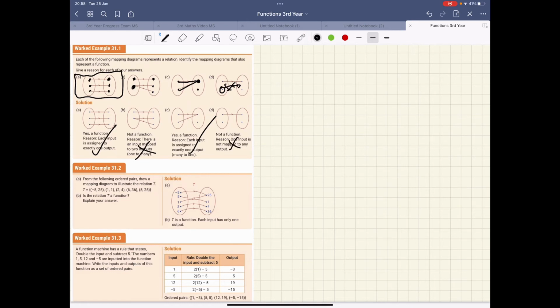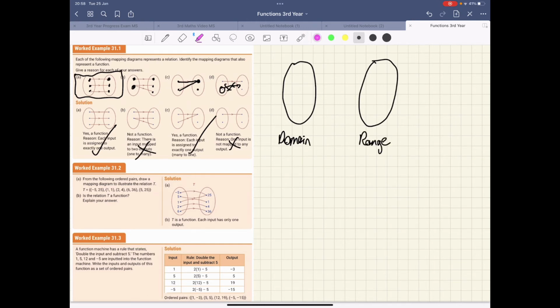In worked example 31.2, it says, from the following ordered pairs, draw a mapping diagram to illustrate the relation T. They've given us a bunch of couples. To show those couples, I draw my domain and range. The list of your inputs is referred to as your domain, and your list of outputs is referred to as your range. I'll highlight the domain values in green: -5, 1, 2, 6, and 5. And in pink will be my range values: 15, 1, 4, 36, and 25.